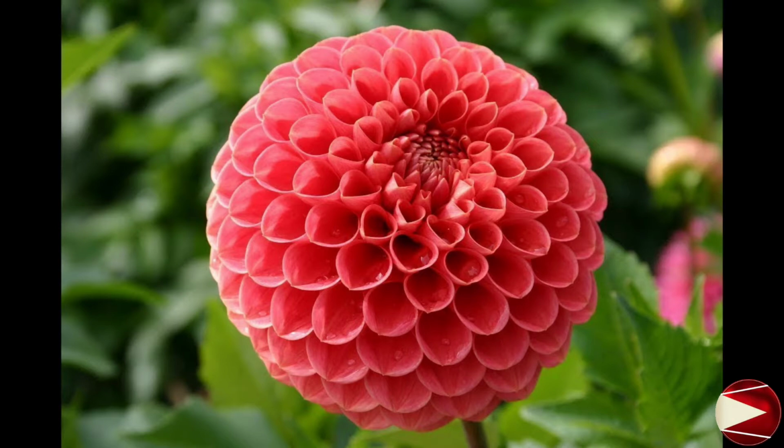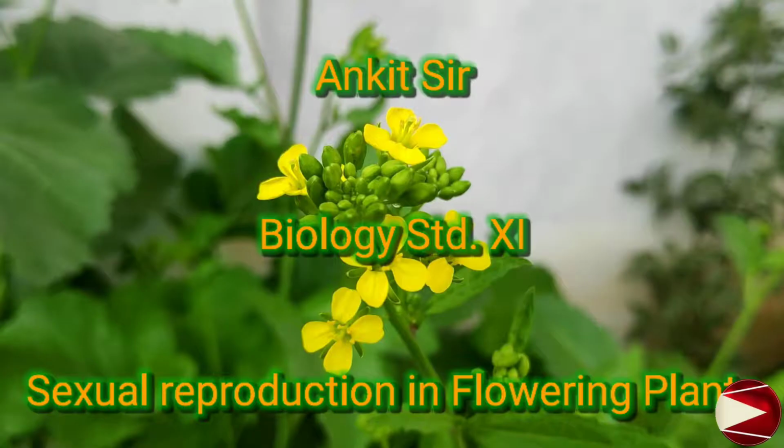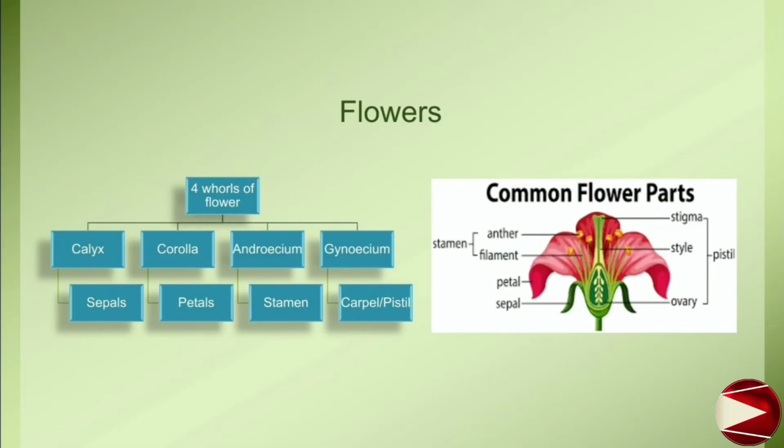So let's see what the purpose should be in the chapter Sexual Reproduction in Flowering Plants. Let's recollect what we have studied about flowers. A complete flower has 4 whorls: calyx, corolla, androecium and gynoecium, where each unit of calyx is called sepal, of corolla called petal, for androecium it is called stamen, and for gynoecium it is called carpel or pistil.